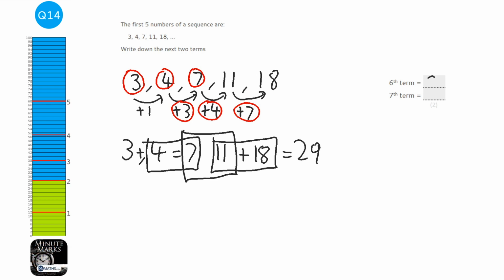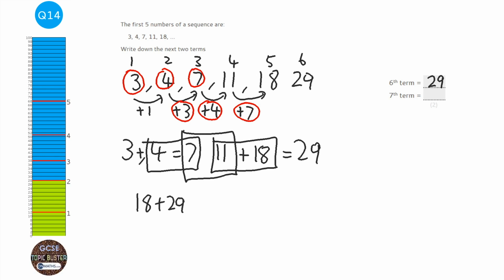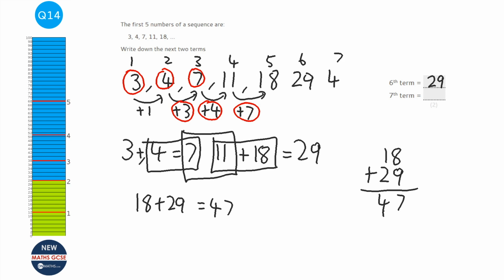So the next term is going to be 29. Let's just check that's the 6th term. 1, 2, 3, 4, 5. So yes, that would be the 6th term, 29. Then we need to add the 18 and the 29 together. And when the numbers get big, if it's not on the calculator paper, you can just add them like this. So 9 plus 8 is 17, and that's going to be 3 plus 1, which is 4. So it's going to be 47. So the 7th term is going to be 47.